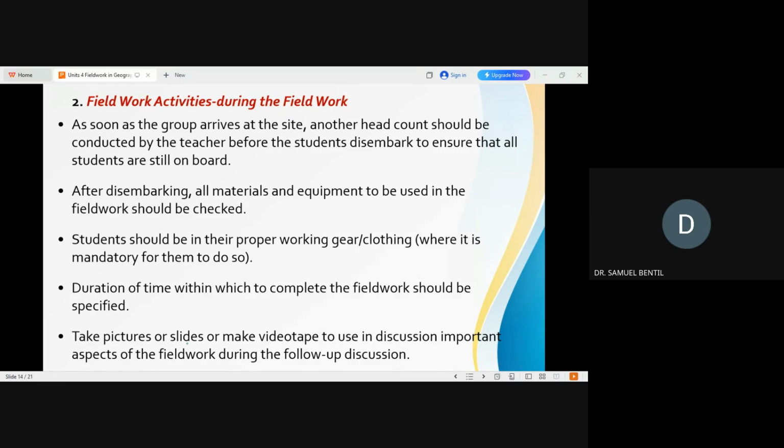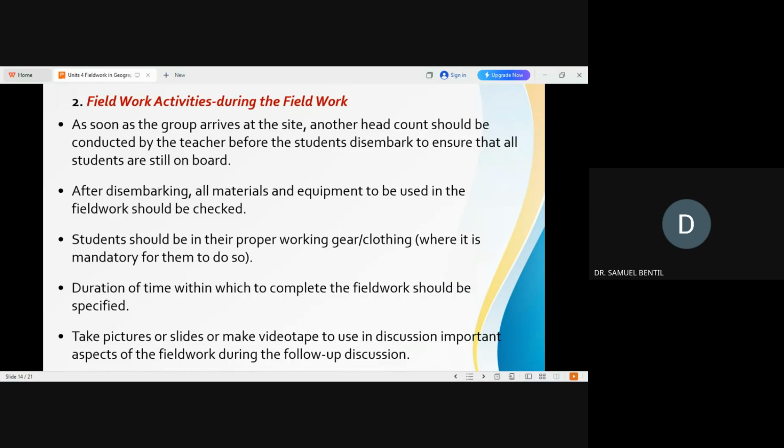Take pictures or slides or make video tape to use in discussing important aspects of the fieldwork during the follow-up discussion. So you can allow students to take pictures, to take videos, so that when they go and are doing follow-up discussions, trying to put their thoughts and information together, they can use those videos as further information to help their follow-up discussions.